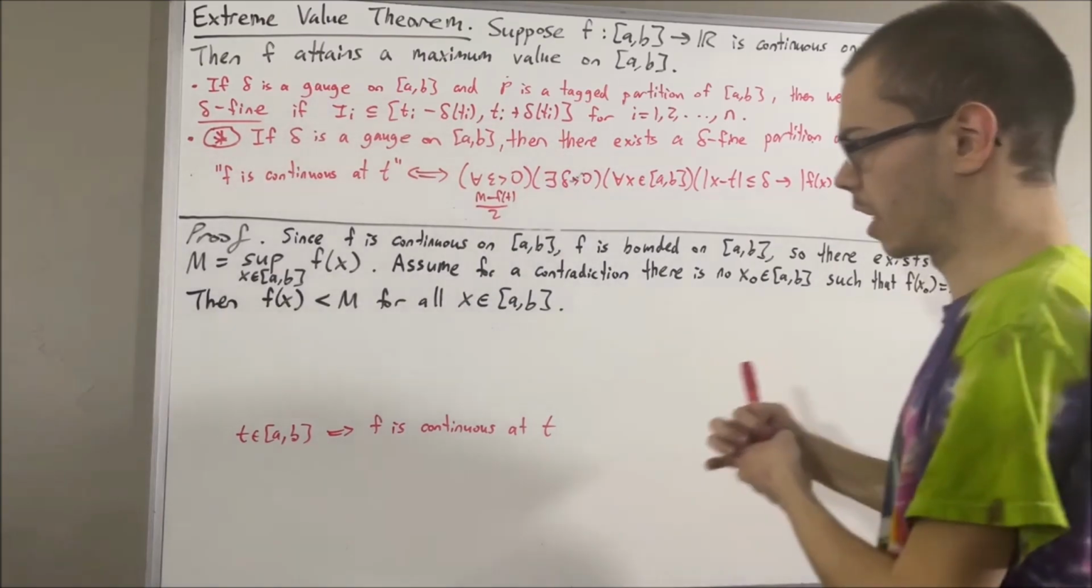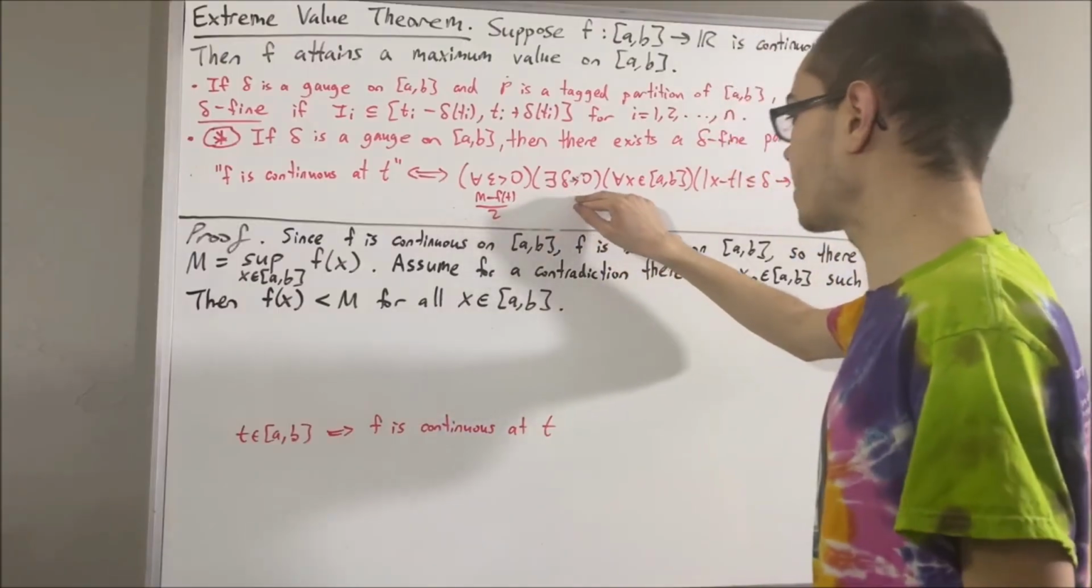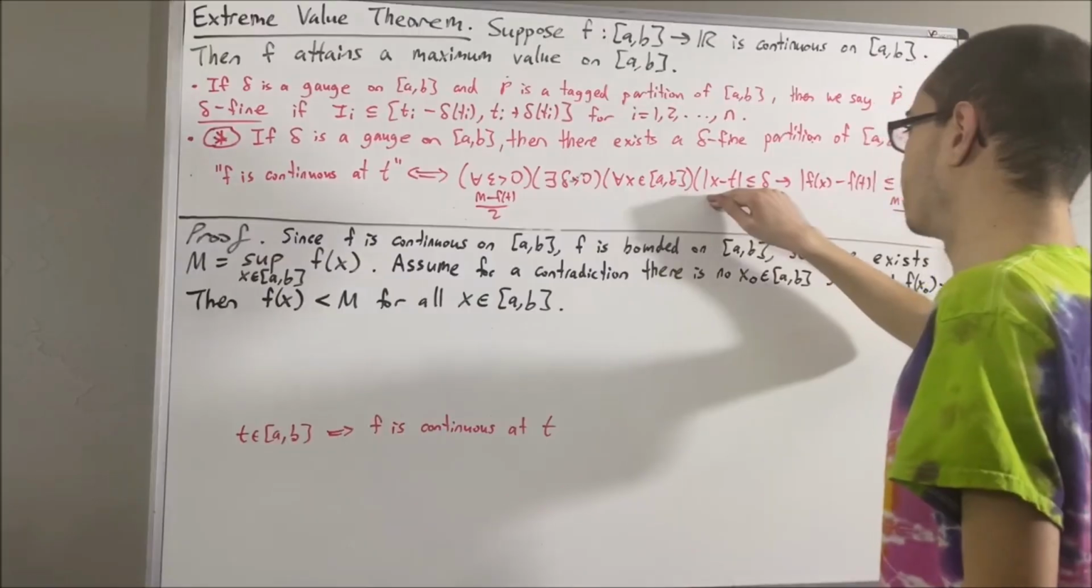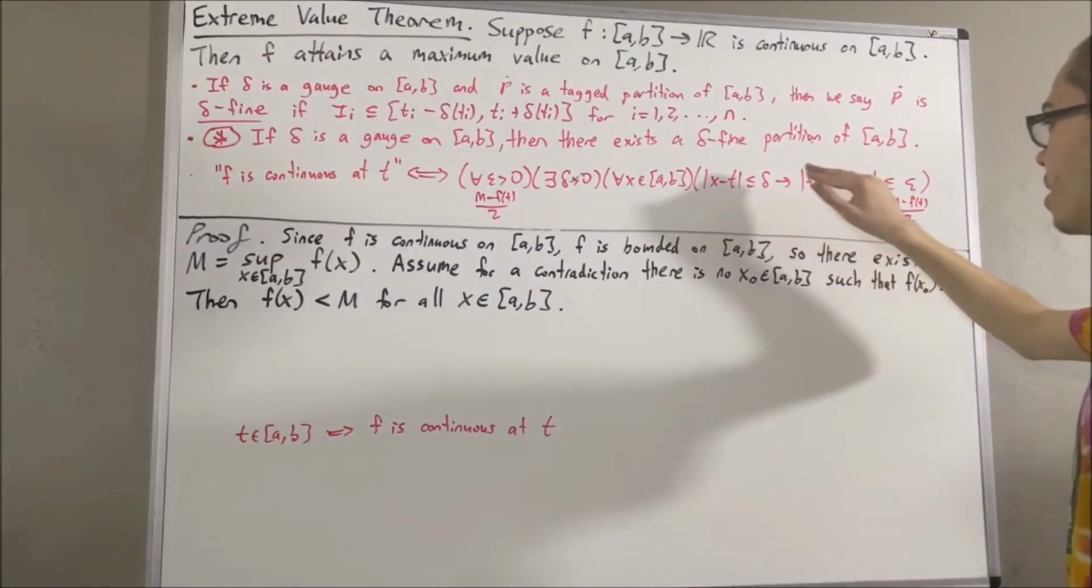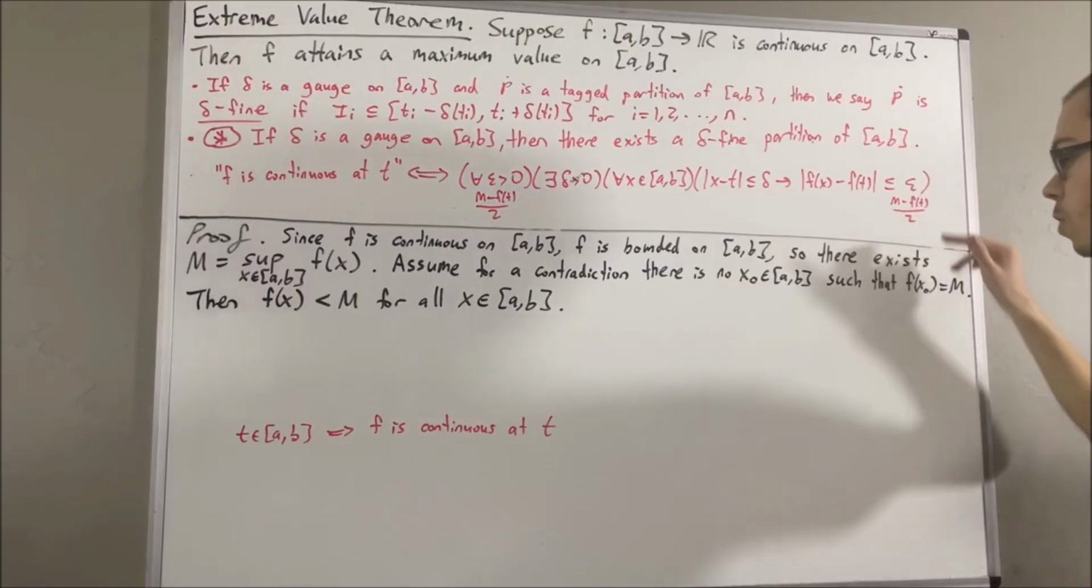So replacing epsilon with (m minus f of t) over 2, then there exists a delta greater than 0, such that for all x in [a, b], if absolute value of x minus t is less than or equal to delta, then absolute value of f of x minus f of t is less than or equal to (m minus f of t) over 2.